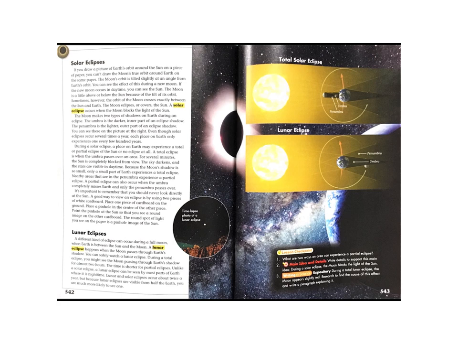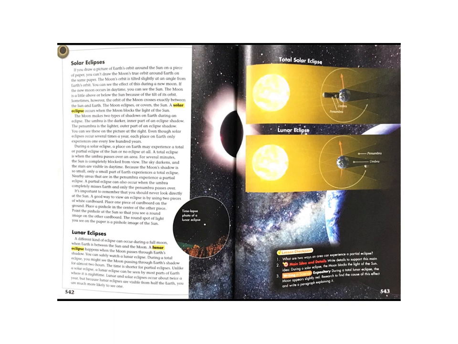Solar eclipses. If you draw a picture of Earth's orbit around the sun on a piece of paper, you can't draw the moon's true orbit around Earth on the same paper. The moon's orbit is tilted slightly at an angle from Earth's orbit. You can see the effect of this during a new moon.